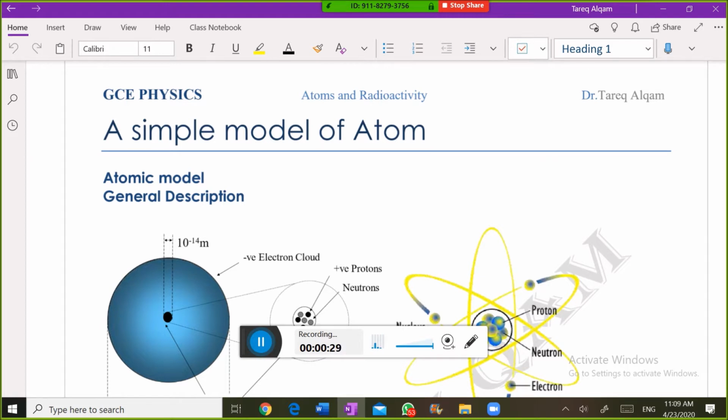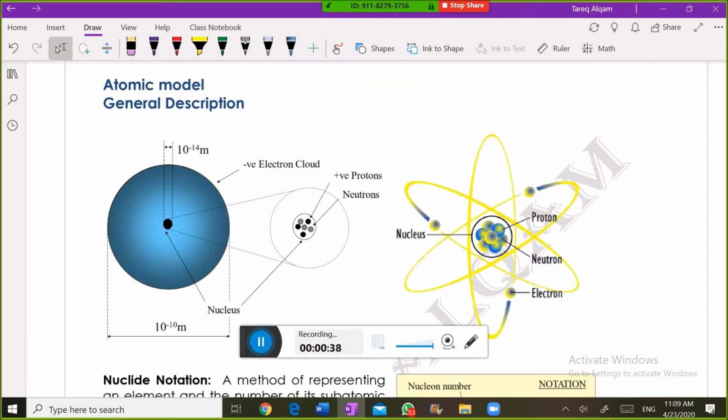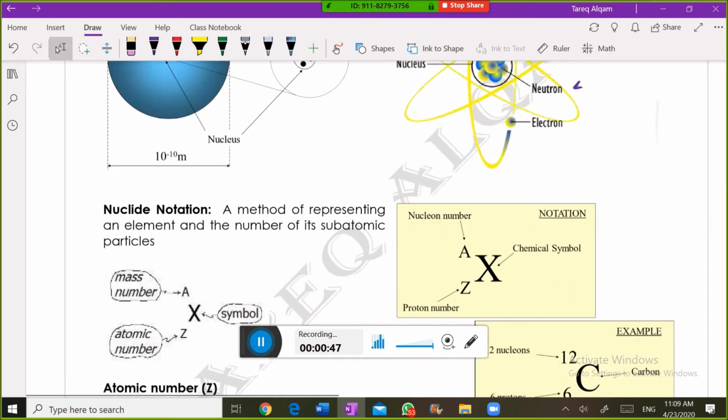Even, guys, these things were covered in grade 10 in O level. You know this atomic model. The atomic model consists of a nucleus that has protons and neutrons. In the outer shells, we have what? Electrons.